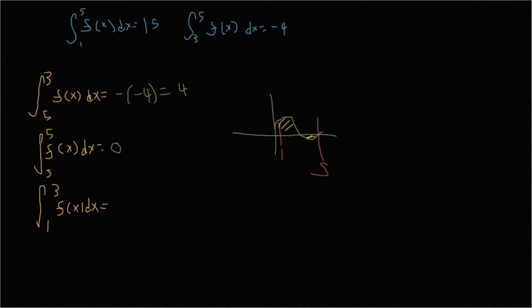The idea is that you can rewrite this integral as the integral from 1 to 5 of f of x dx, minus the integral from 5 to 3.